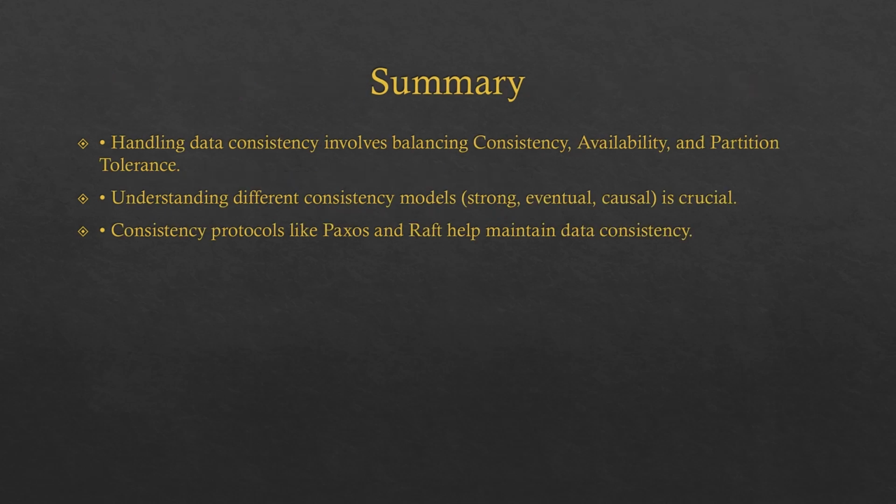In summary, handling data consistency in distributed systems requires balancing between consistency, availability, and partition tolerance, as described by the CAP theorem. Choosing the right consistency model, using protocols like Paxos or Raft, and understanding the trade-offs between latency and consistency are key to building efficient and reliable systems. Real-world examples like DynamoDB and social media illustrate the practical application of these concepts.